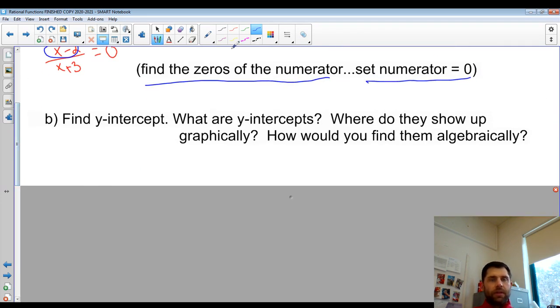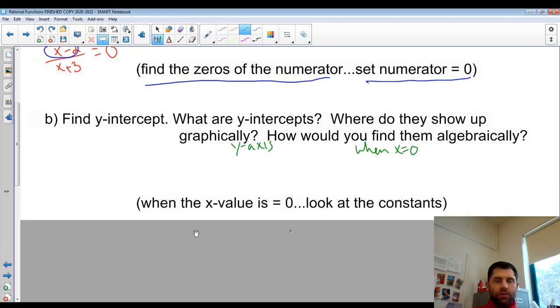Y-intercepts. We've done this a million times in your math life. What are the y-intercepts? It's where it hits the x-axis. They show up graphically, not the x-axis, the y-axis. They show up graphically where the graph hits the y-axis, and algebraically, they happen when x equals 0. So for the y-intercepts, we just plug in 0 for x.